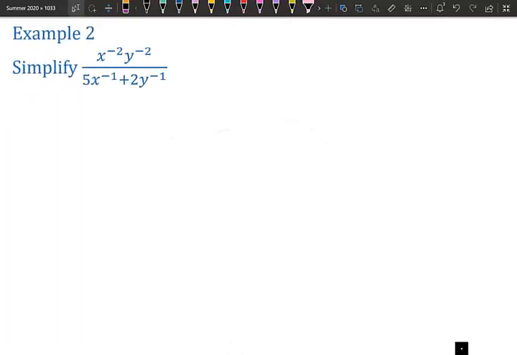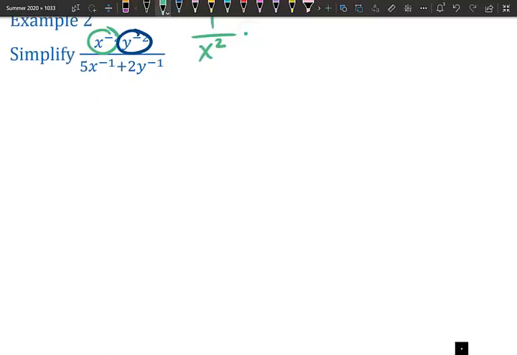Let's simplify. We have x to the power of negative 2 times y to the power of negative 2, all over 5x to the power of negative 1 plus 2y to the power of negative 1. So we have to flip these. We're not allowed to have the negatives. You'll learn why in college algebra. So we have to flip them, and when we flip them, they become positive.